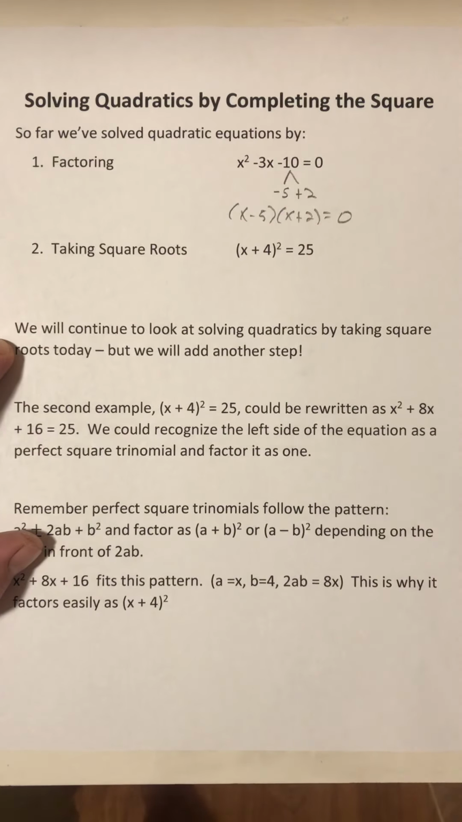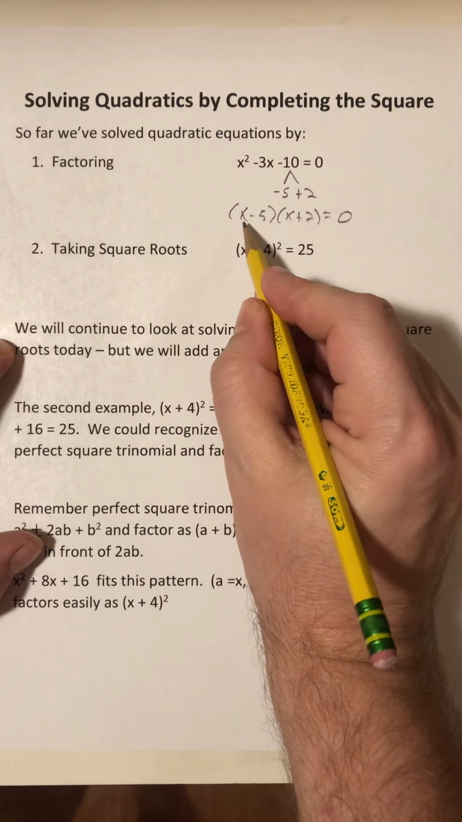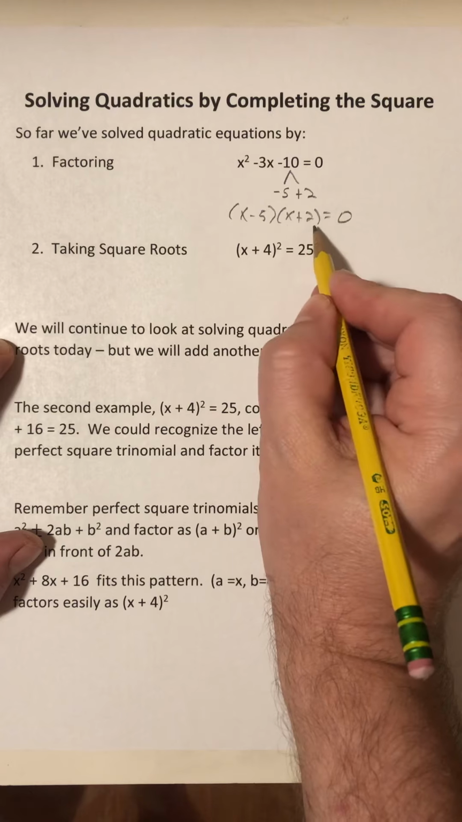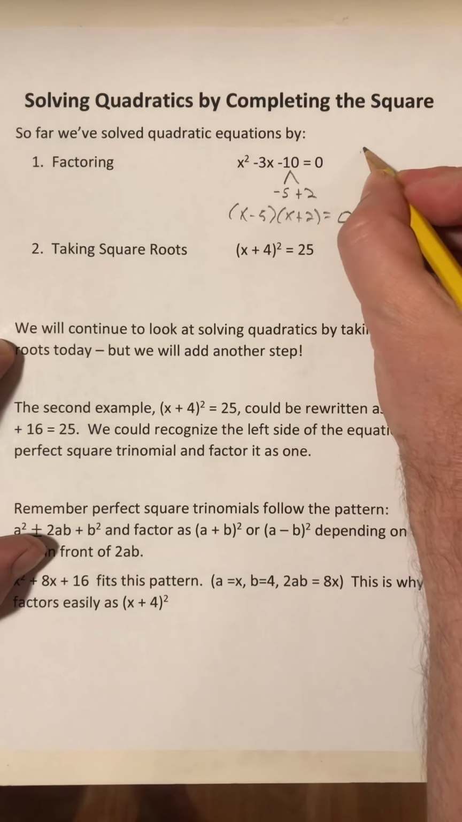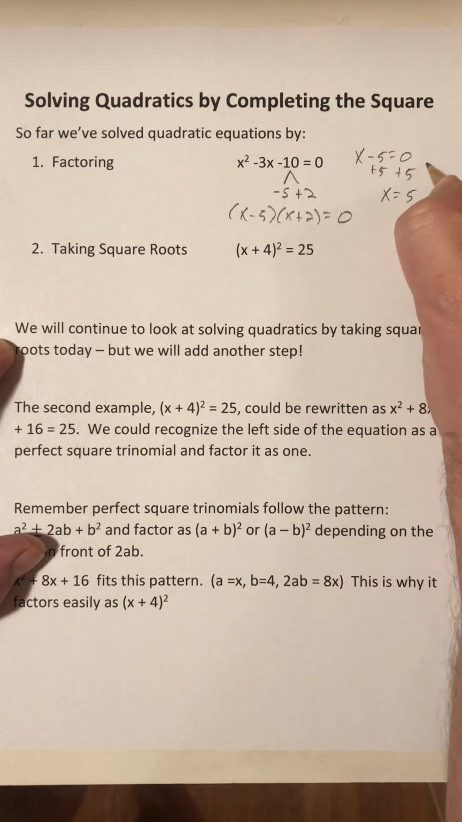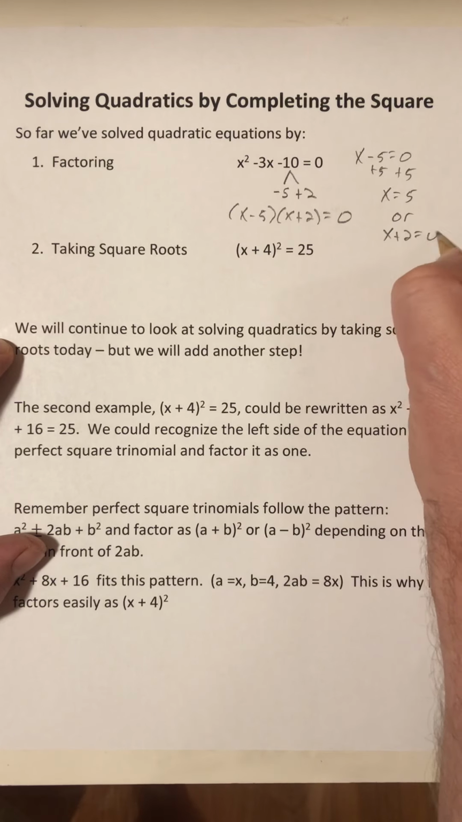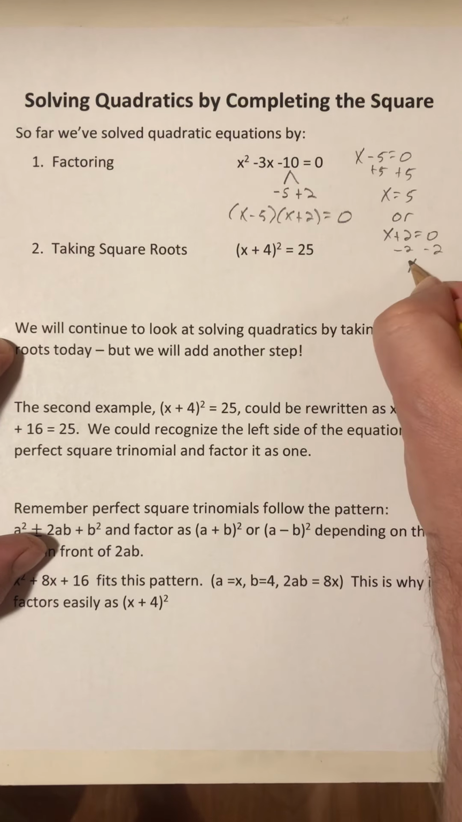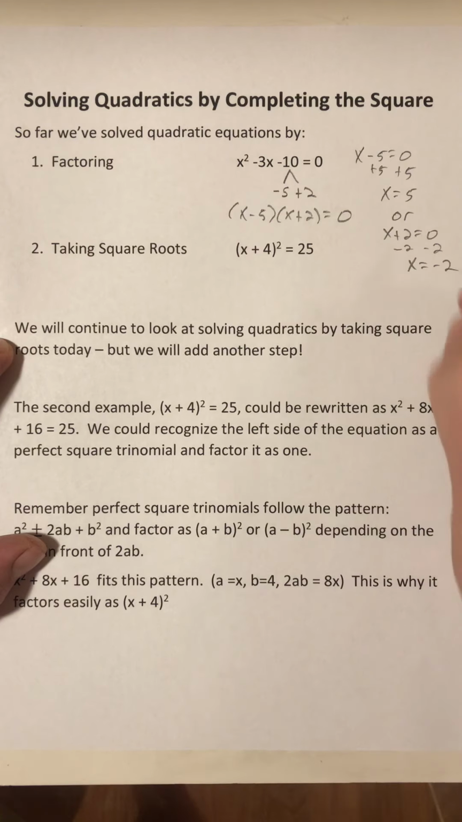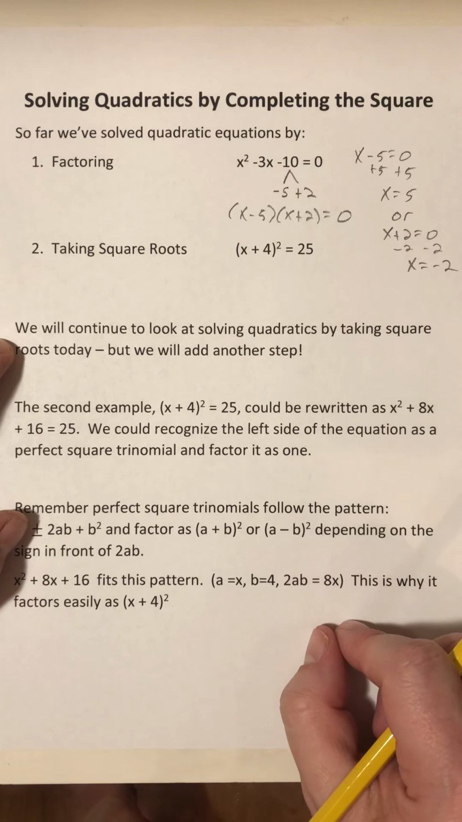So remember, using the zero product property, we're going to figure out what value of x makes this factor equal to 0 and what value of x makes this factor equal to 0. So either x minus 5 equals 0, which would make x equal to 5, or x plus 2 equals 0, which would make x equal to negative 2. So those are your values for x. X either equals 5 or x equals negative 2.